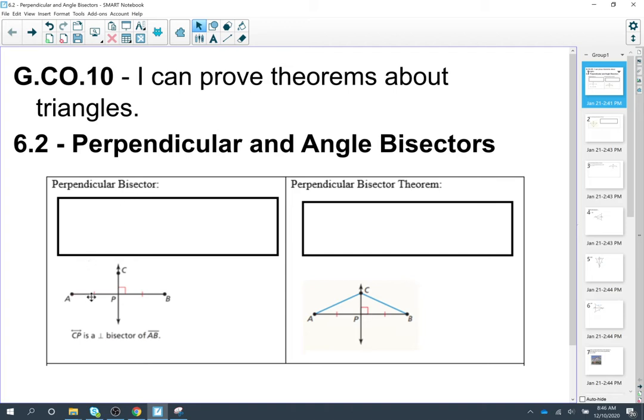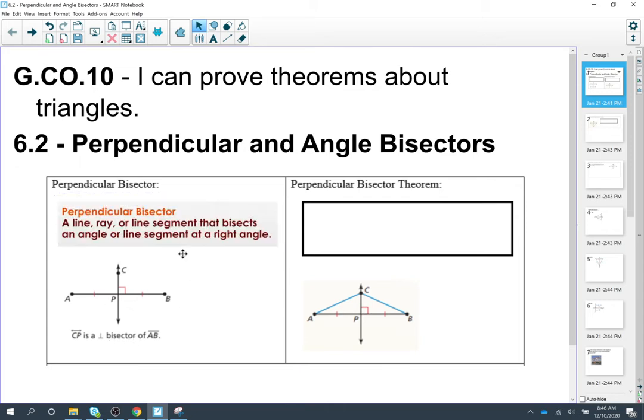So if we take a look at this segment AB, we have another line that is perpendicular to it, meaning hitting it at a 90-degree angle. And then these two little tick marks mean it's being cut in half. So the statement down here says that CP, the vertical line, is a perpendicular bisector of AB.